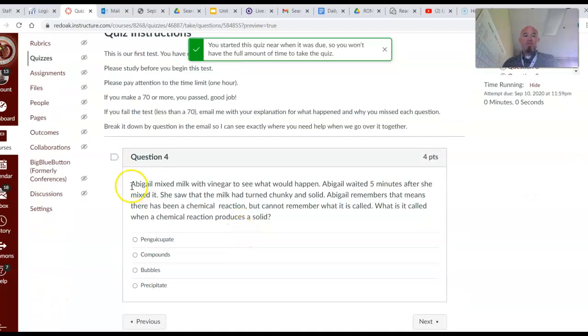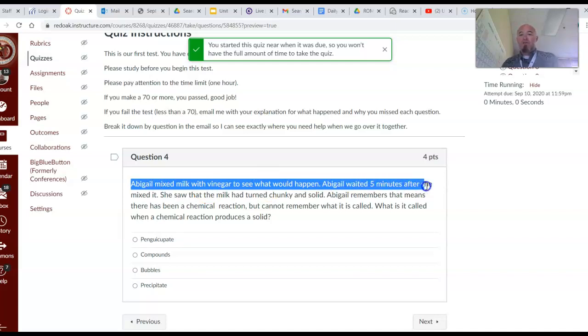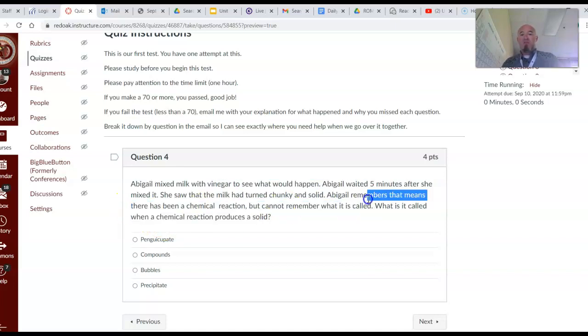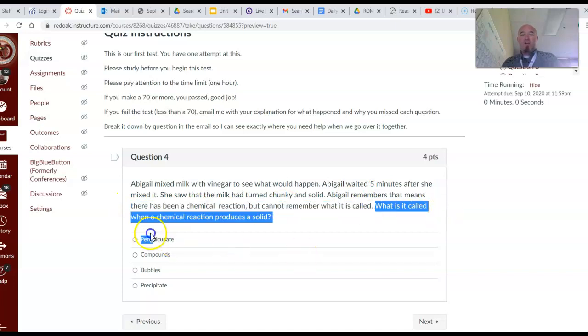Question 4. Abigail mixed milk with vinegar to see what would happen. Abigail waited 5 minutes after she mixed it. She saw that the milk had turned chunky and solid. Abigail remembers that this means there has been a chemical reaction, but can't remember what it's called. What is it called when a chemical reaction produces a solid? Is it A, penguicupate?